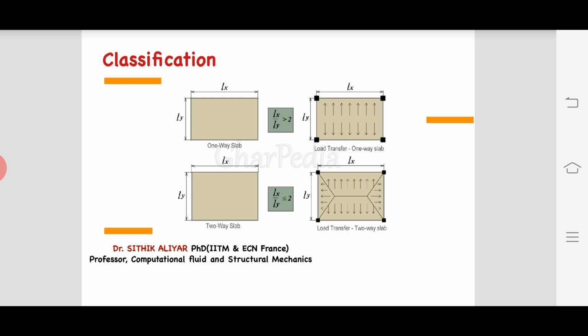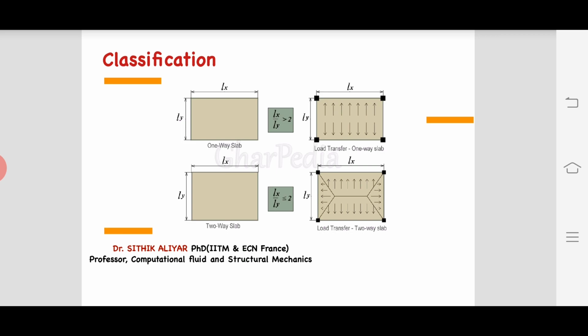You can see in the next figure how the load is being transferred. Load is being transferred by bending action as usual, but in the longer direction. You see the lx, which I told you is the longer direction, like 5 meter, 6 meter, 7 meter, but the ly direction is very small. So the bending will be transferred to the beam in the lx direction.